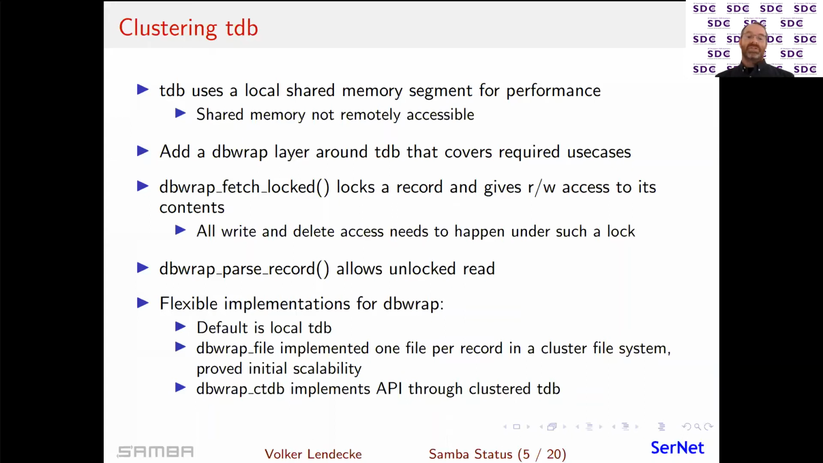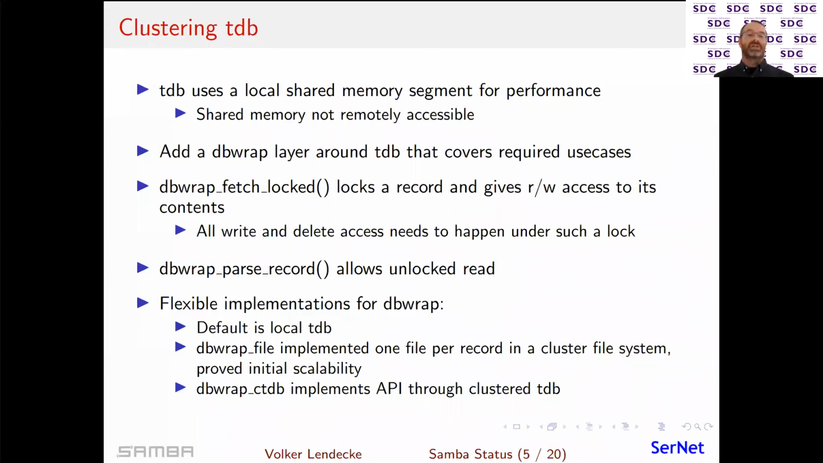So this still does the local API with TDB, but ctdb coordinates access to the record that dbwrap fetch locked needs to access. ctdb organizes pushing these records around in a cluster. ctdb is a completely separate topic that really justifies more complete talks, but clustering TDB, and this is the takeaway from this slide, triggered putting in this dbwrap layer around what Samba uses from TDB.